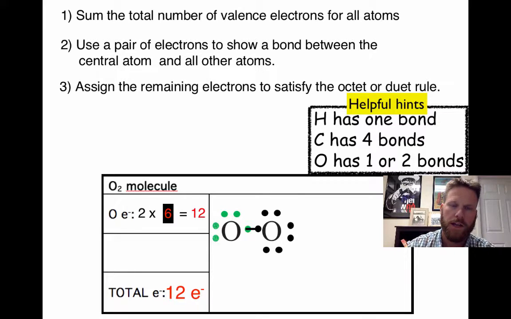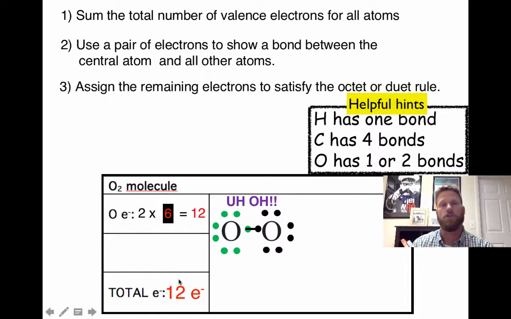And if you do that and you actually check your work, you're going to find out, uh-oh, you've done something wrong because you've assigned 14 electrons. Check this out. 2, 4, 6, 8, 10, 12, 14. You can't assign more electrons than you have. You only have 12 electrons to assign. That's all you can do.